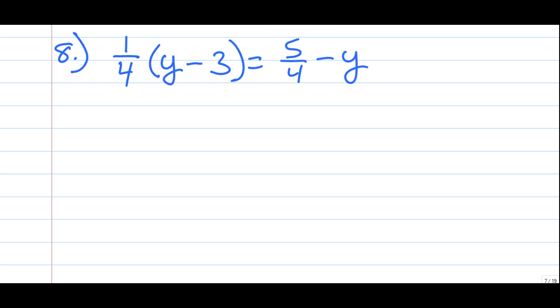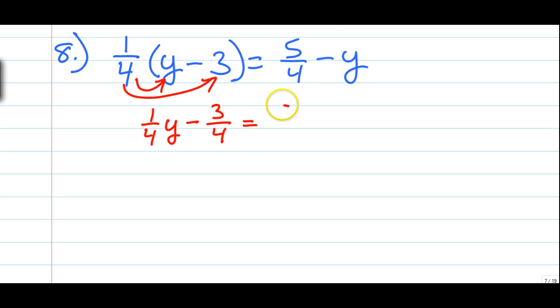In question number 8, let's continue with the same instructions and clear the fractions. In looking at question number 8, before we begin, let's go ahead and clear the parentheses by distributing the 1/4 through the parentheses. This results in 1/4 y minus 3/4 equals 5/4 minus y.